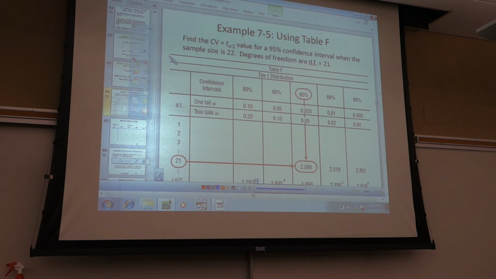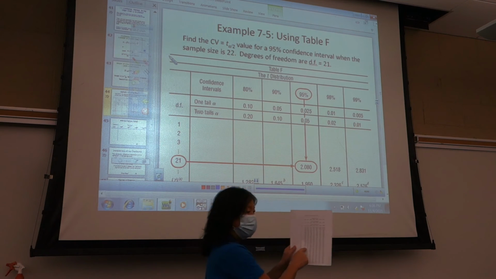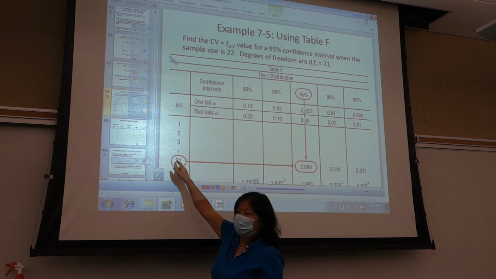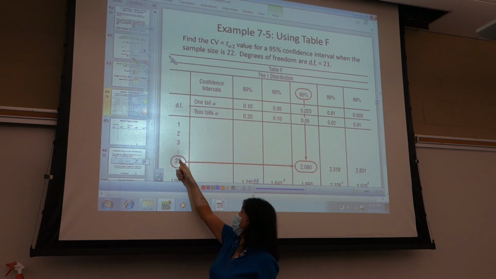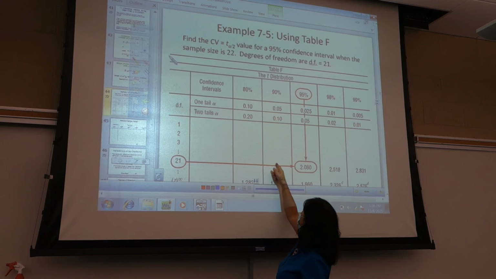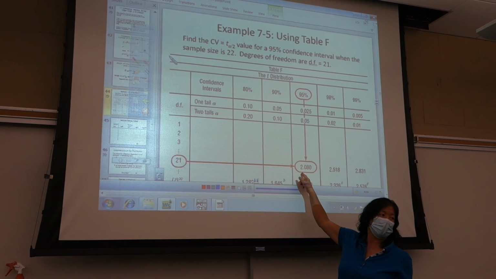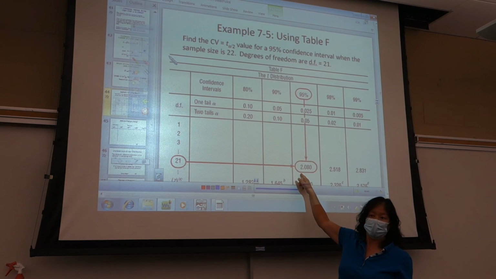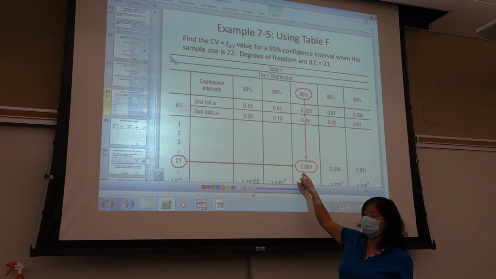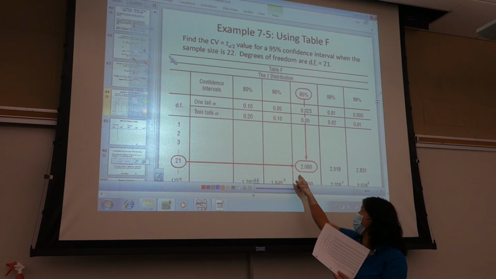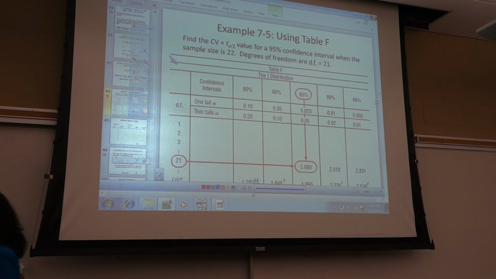So everybody find your 95% confidence interval column on your sheet. Find your degrees of freedom of 21. This is going to tell you what row it is. So slide along that row until you get to the column you want, and you should have 2.080. Everybody find it? Good? You're going to need this. This is part of what you're using for your exam next time. You need to know how to use it.